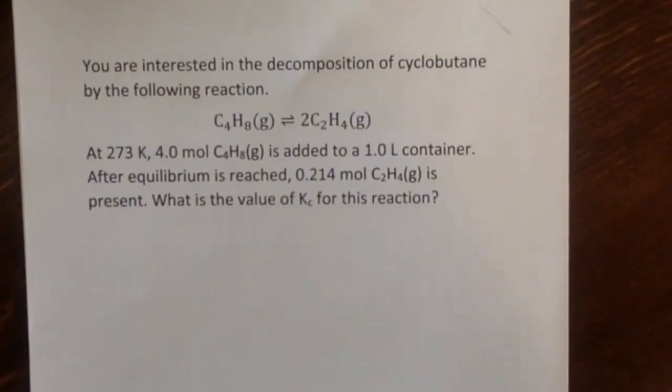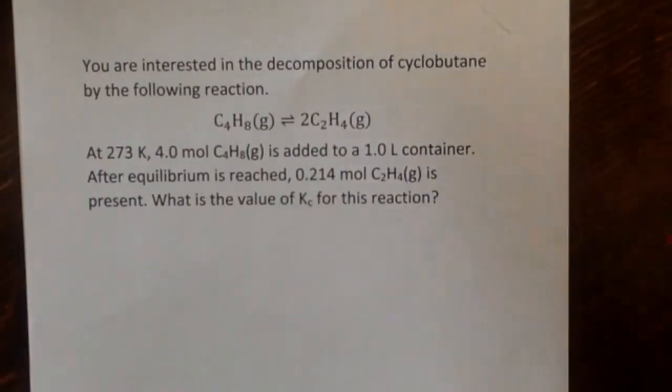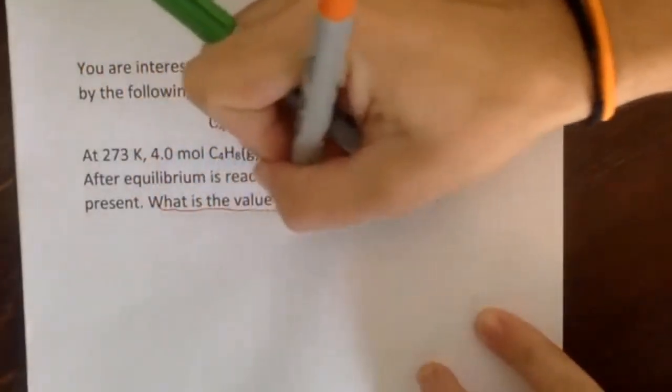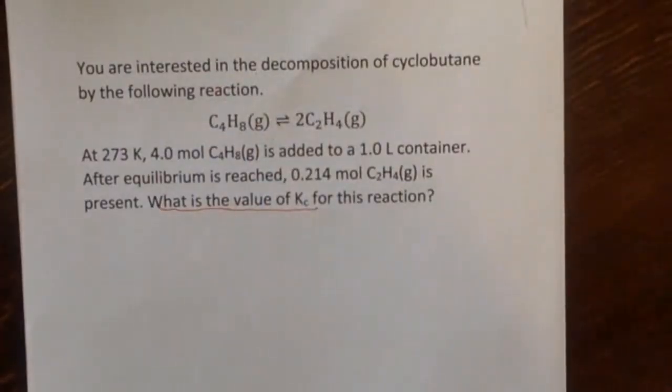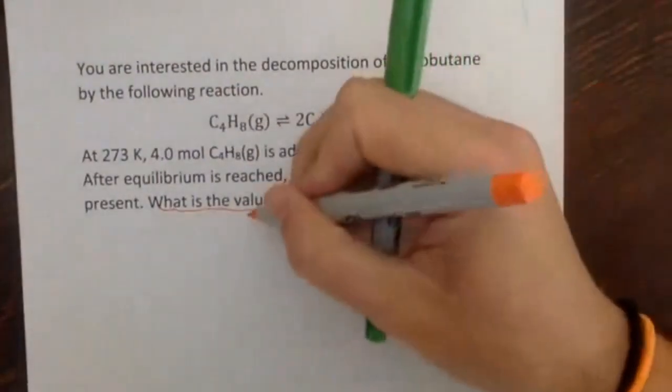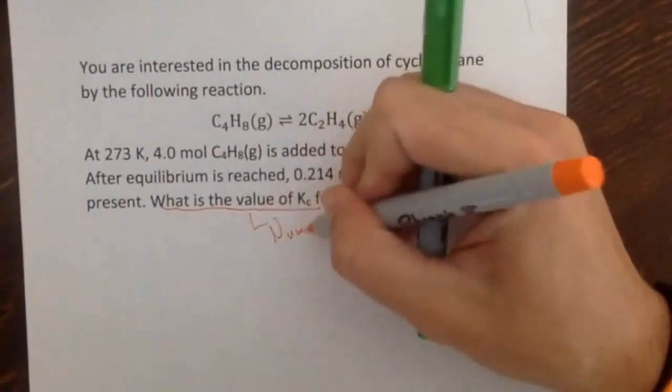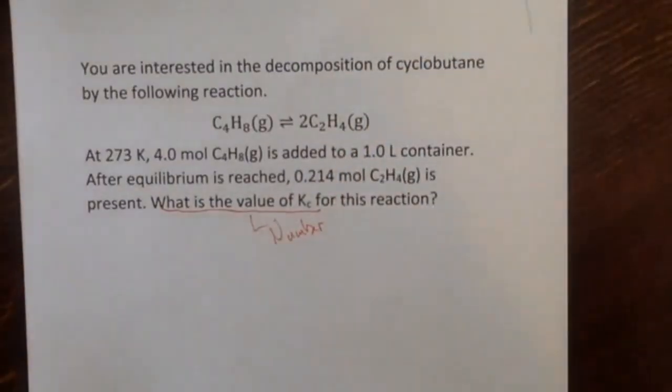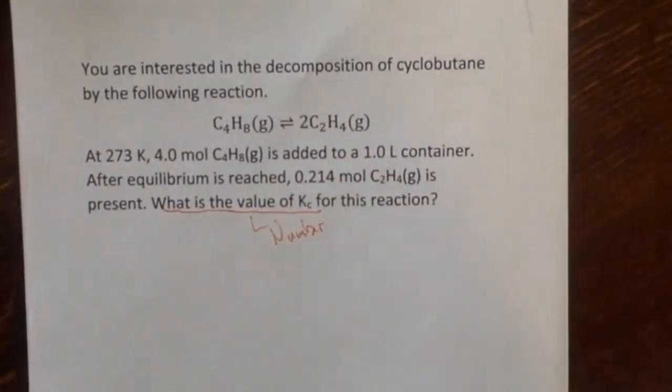All right, so what are we after in this problem? We are after the value of Kc. That means I want an actual number to come out of this. And if I want to get the number for Kc, the question is, what's my equation for Kc? How can I relate that?